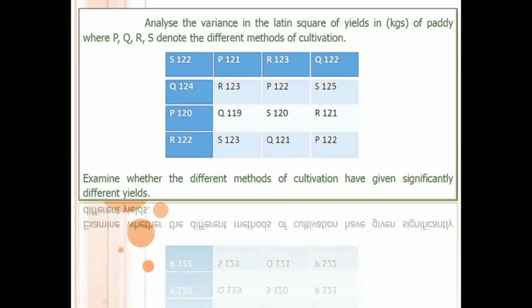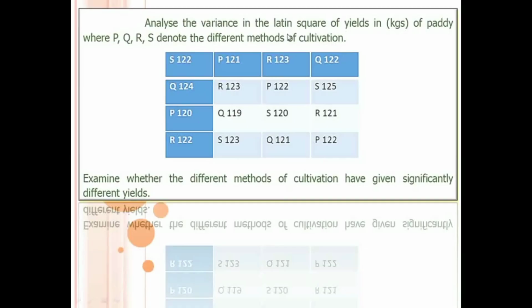Analyze the variance in the Latin square design of yield in kilograms of paddy, where P, Q, R, S denote the different methods of cultivation, from the given data. What is our target? Examine whether the different methods of cultivation have given significantly different yield or not. In this problem they clearly mention the Latin square method.